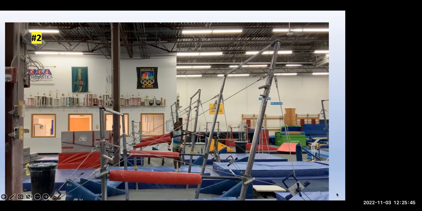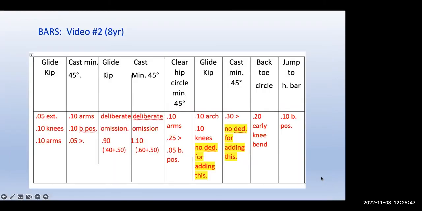All right, now hopefully you caught on this time because she did the same thing wrong. So this girl started with her glide kip. She didn't quite have good extension. She had knees and a little bit of arms, and then she did her cast 45, which was a little bit short of 45 degrees. So we took 0.05, a little bit of arms and body. And then she omitted again. So this girl also omitted the second sequence of glide kip casts. So we had those same deductions.